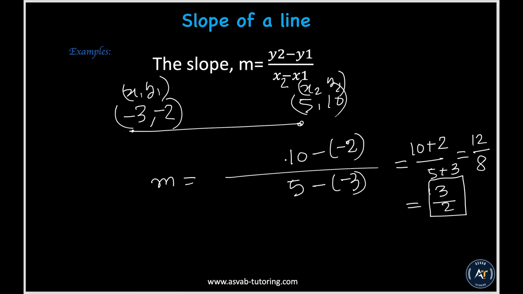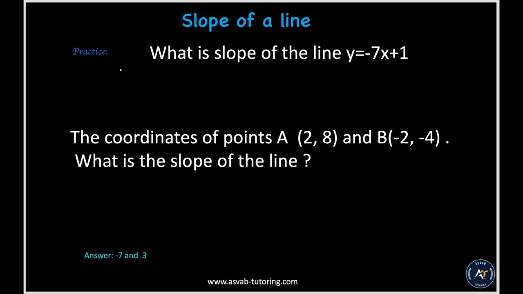So practice yourself, and make sure that you understand the concept. This is a very important concept that you might see one or two problems on in the actual ASVAB test. So make sure that you understand. Here are two practice problems. First, what is the slope of the line y equals negative 7x plus 1? Try to find the slope. Another exercise problem: point A is 2, 8, and point B is negative 2, negative 4. What is the slope of that line? Try it by yourself. If you don't understand, just look at the previous problem and make it clear, all right?